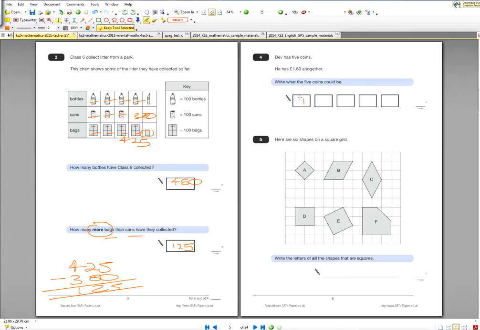£1. So we can have a £1 coin, correct? And then 10p. You could have 10p, another 10p, and then another 10p. And 20p. Okay, now I want somebody else to give me a second solution.